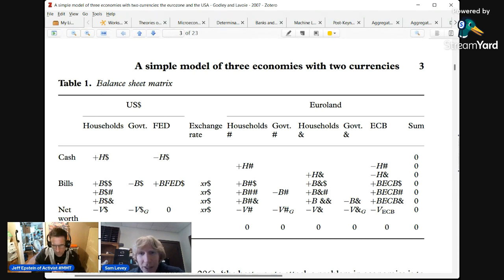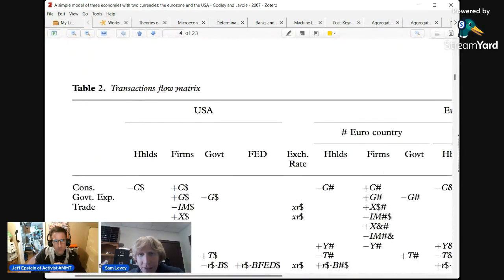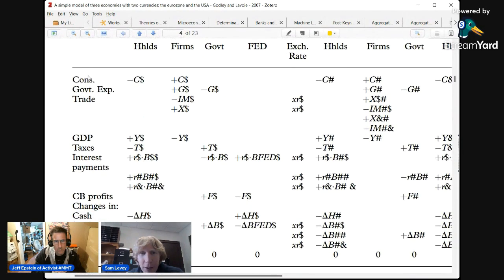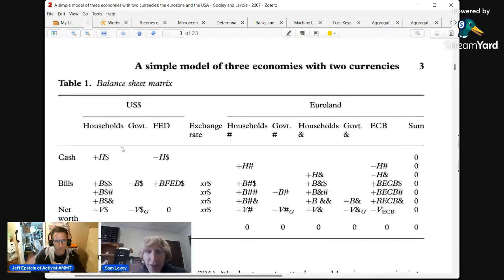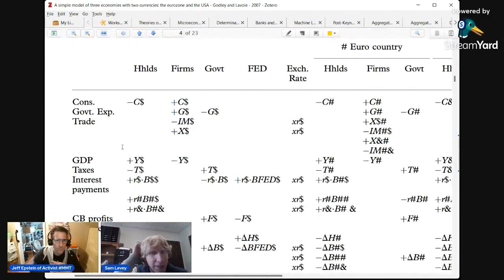One of them is a balance sheet, showing assets and liabilities. The other is this transactions flow matrix. It just shows things that happen in the model. There's consumption, that's this line. Taxes get paid, that's this line. Interest payments, things that happen. When money moves around in the model, that's this table. So the balance sheet is your static table at one moment in time, and the transactions table is how things move and change.